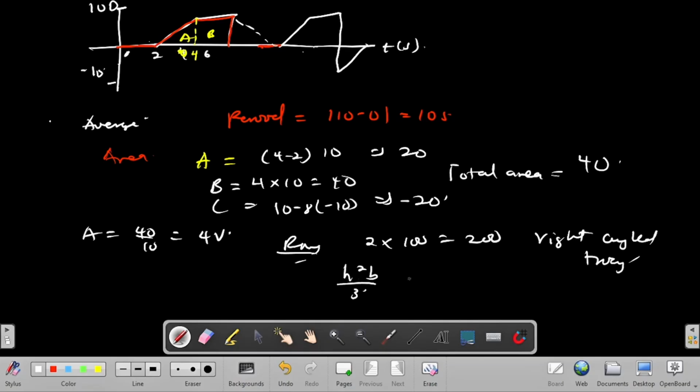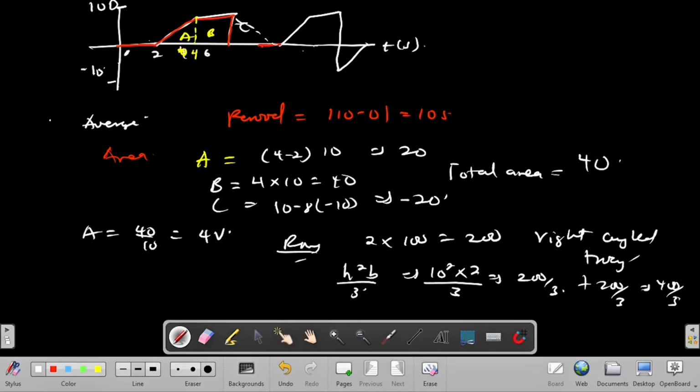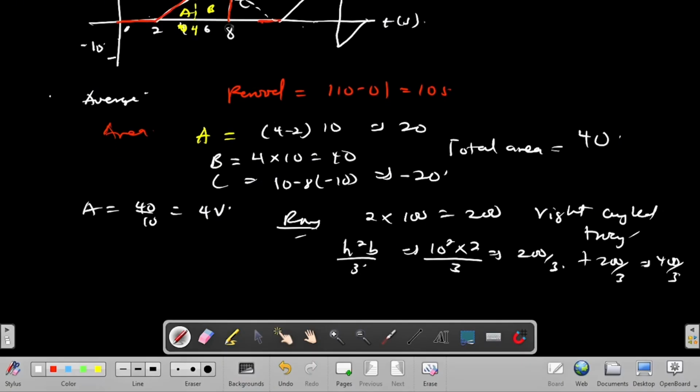Therefore the area of A is simply equal to h squared, which is 10 squared, times the b, which is 2, over 3. That will give us 100 times 2, 200 over 3. That will be the same area for C. So 200 over 3 plus 200 over 3 will give me 400 over 3. But the area of B is simply going to be 4 times 100, that will be 400. So with that, I'm going to have 400 over 3 plus 400, which is 1,600 over 3.